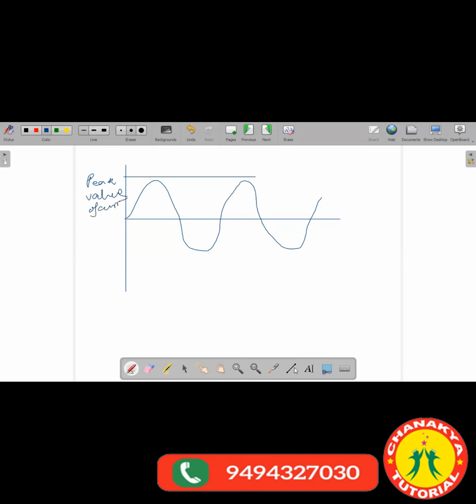Then the value of current at different instants. Suppose I want to find out the value of current at this instant. So the value of current at this instant, or at any instant, will be called the instantaneous value of current.